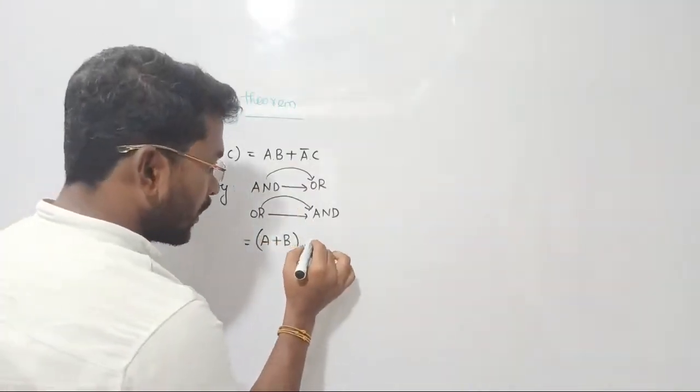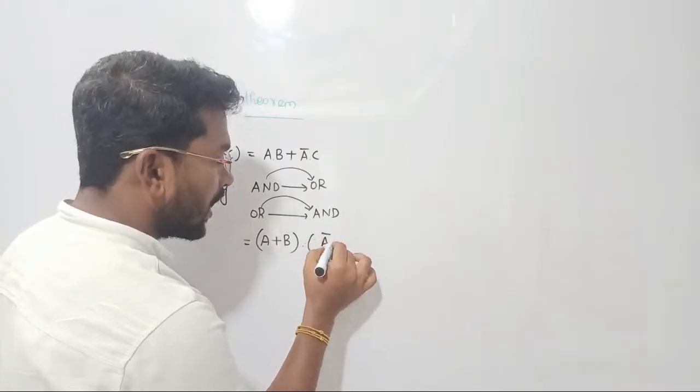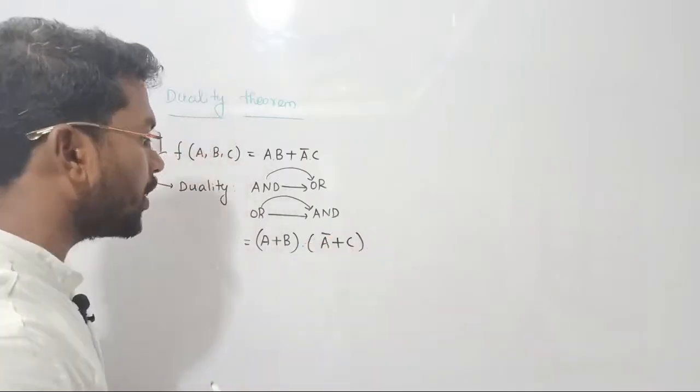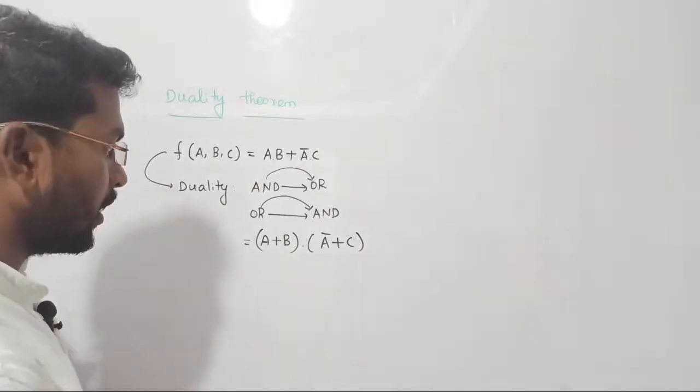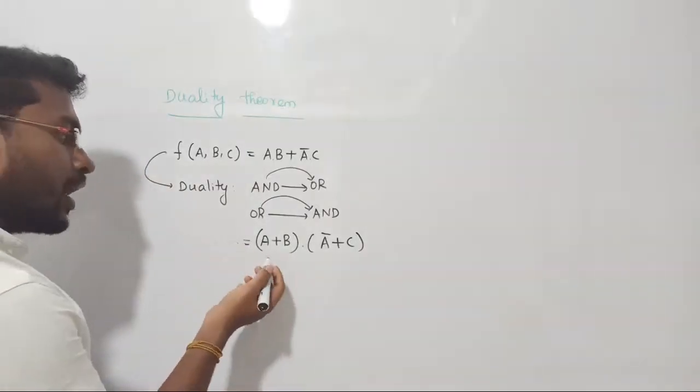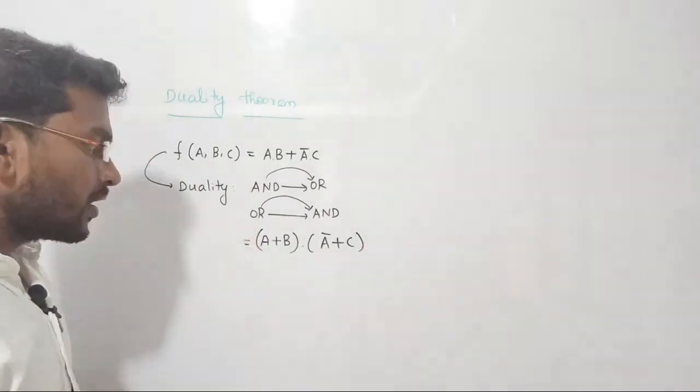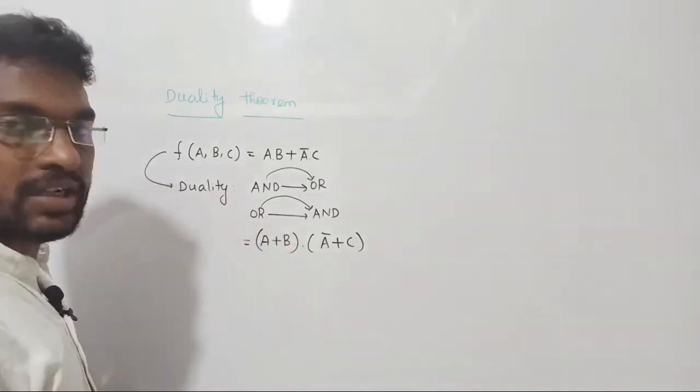I'm putting dot, and a bar dot will become plus. That's all. That is called duality, right? Now see there, if I am taking one more duality for this function, then what will you get?